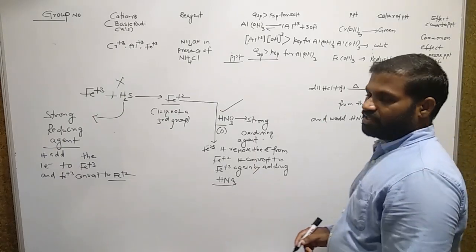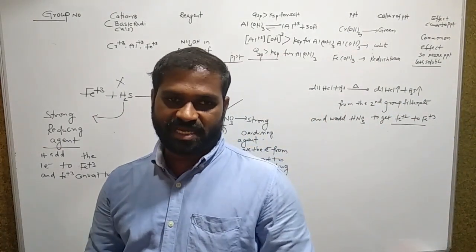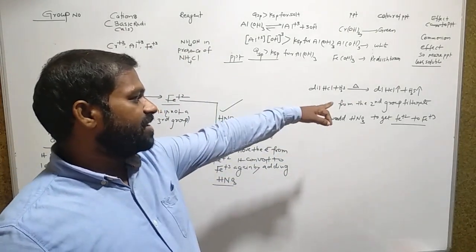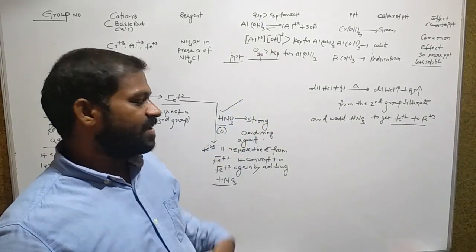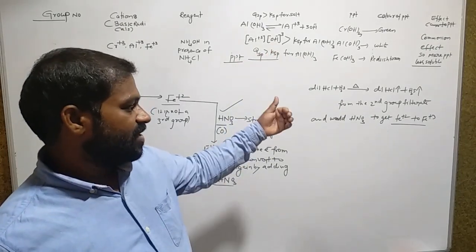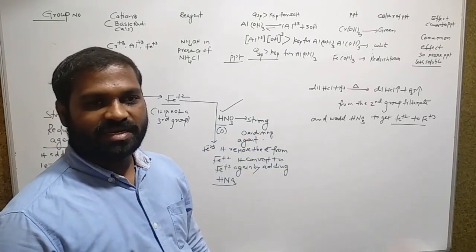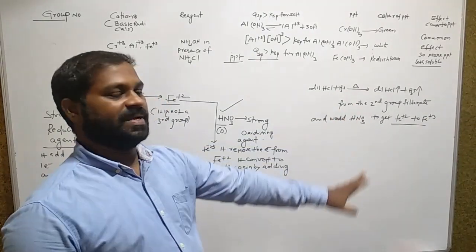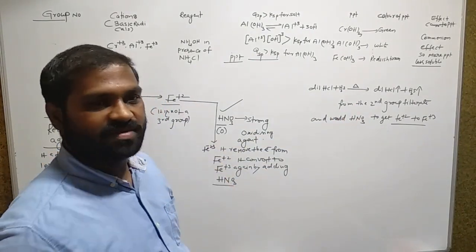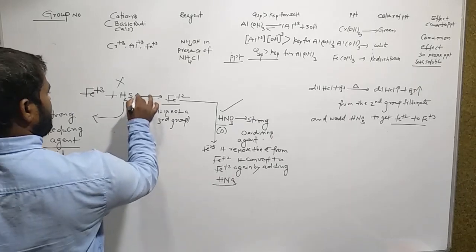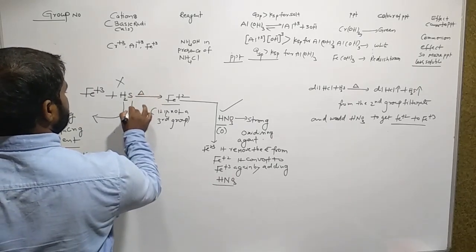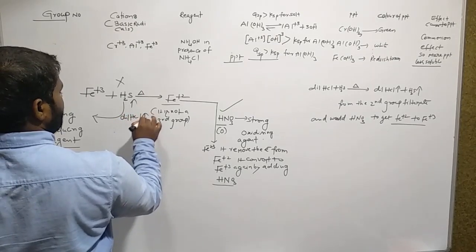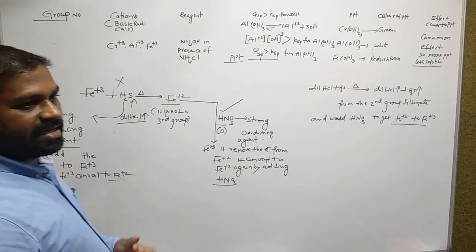Is it clear? If we heat the second group filtrate after separation of the residue, then dilute HCl and H2S evaporate. Then to the remaining filtrate, we add HNO3, nitric acid. Then Fe plus 2 goes to Fe plus 3. This process takes place. Here we completely heat, so H2S evaporates from the solution, and dilute HCl also evaporates. Clear? All of you?